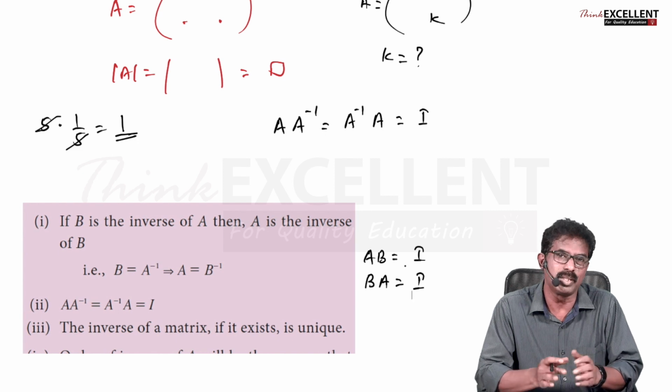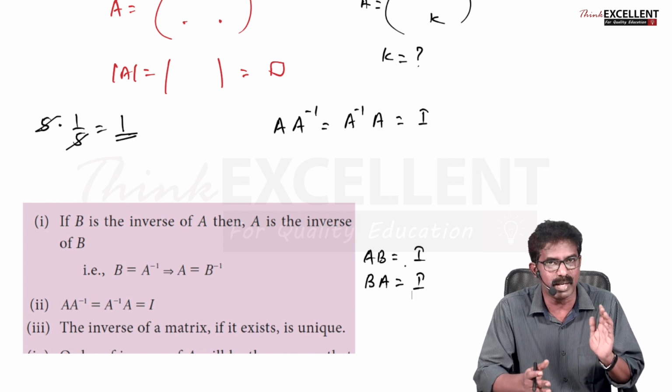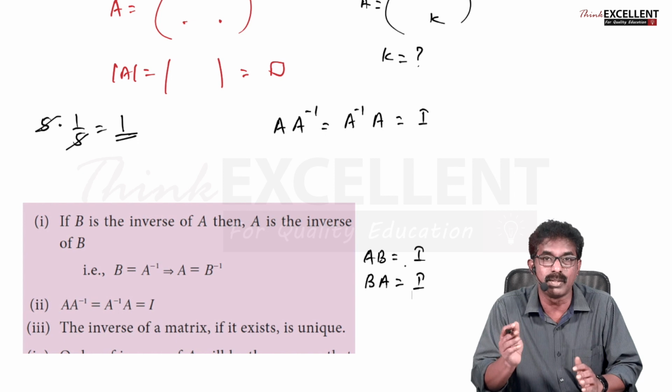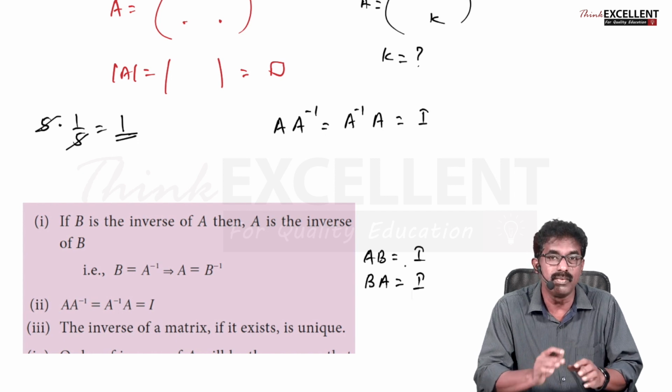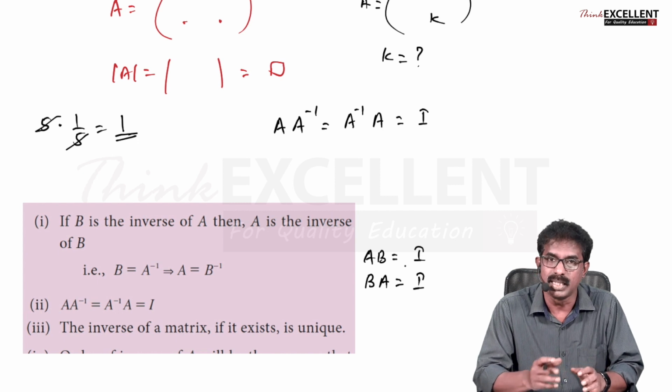What do you do? No need to find the inverse and all. Just multiply them. You find A into B, and you find B into A. If your answer is I, then you can say they are inverses of each other. Okay.